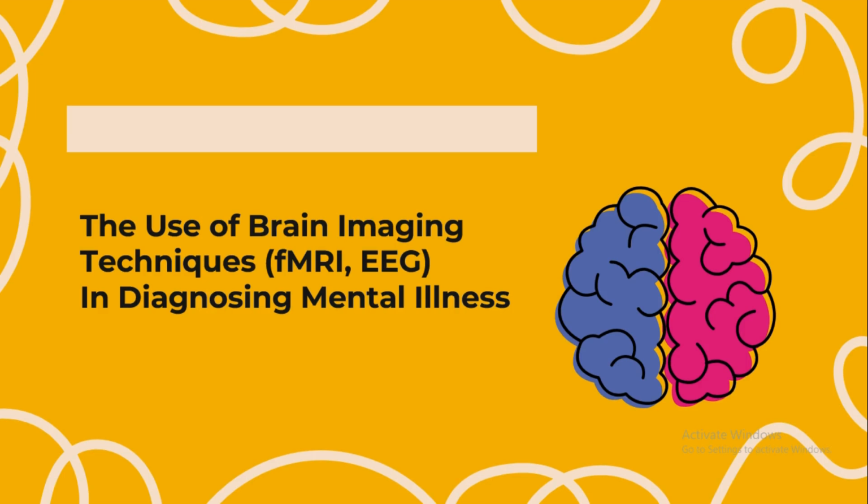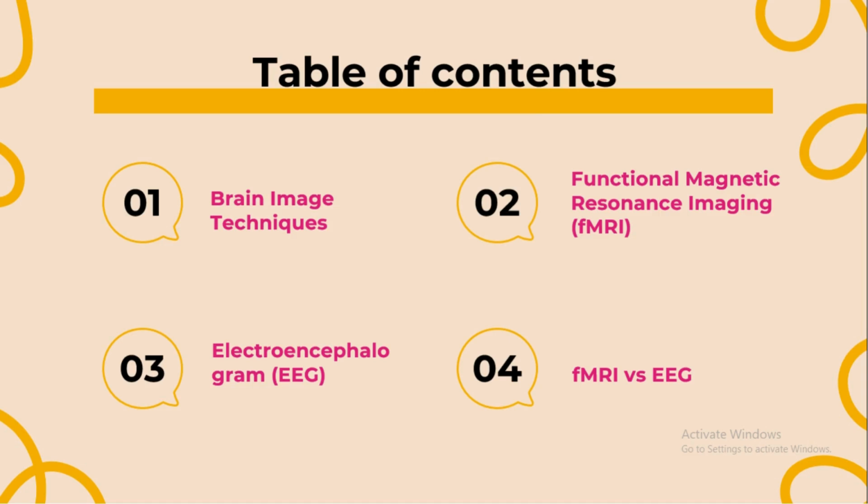So this topic is about the use of the brain imaging techniques, fMRI and EEG, in diagnosing mental illness. The table of contents covers the brain imaging techniques, the functional magnetic resonance imaging, which we call the fMRI, the electroencephalogram, which we call the EEG, and fMRI versus EEG.